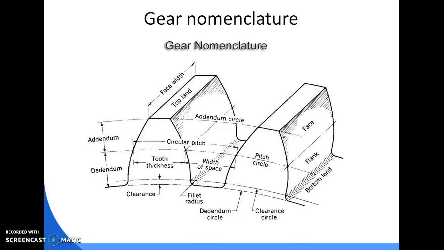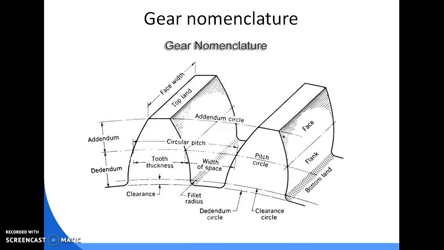It is an imaginary circle which would transmit the same motion as the actual gear by pure rolling action. The diameter of the pitch circle is known as pitch circle diameter.